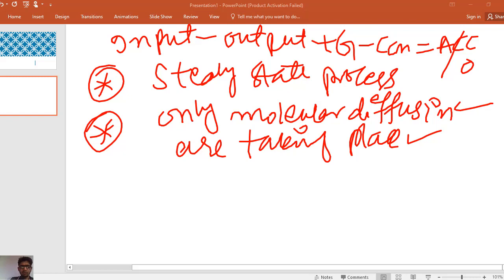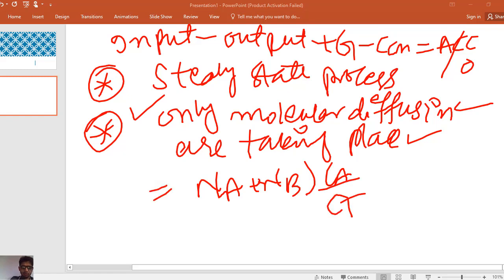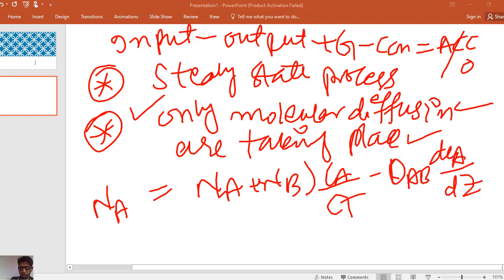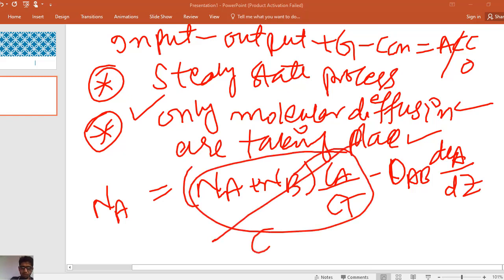This is the second assumption. It means that the convective mass transport term, which is (NA + NB) times CA divided by Ct, this is the convective mass transport term. We assume that this term is 0. Only diffusion is taking place in the z direction. So this is the assumption of the film theory.